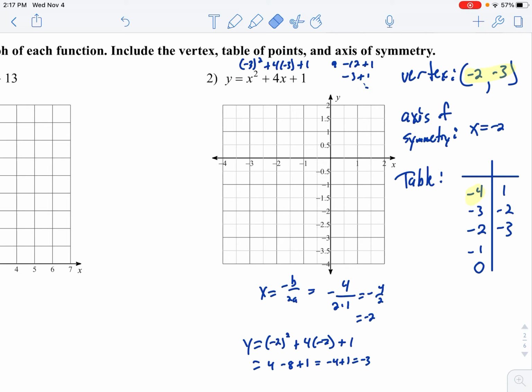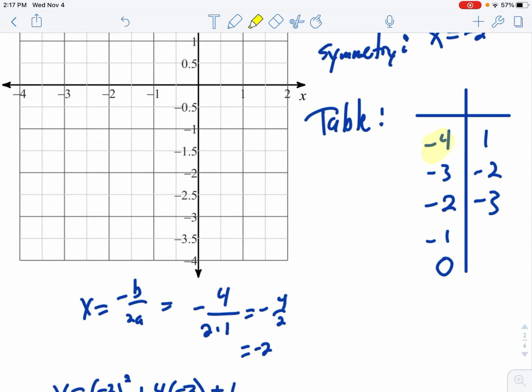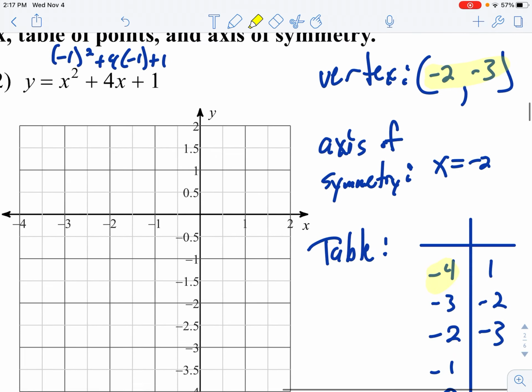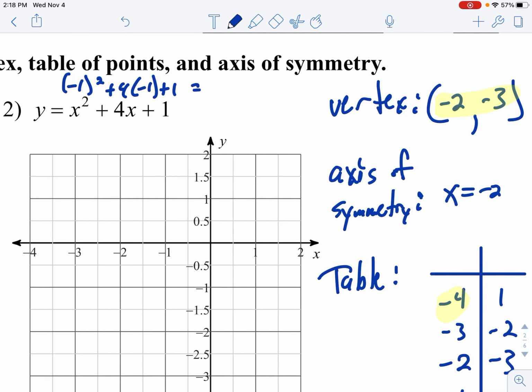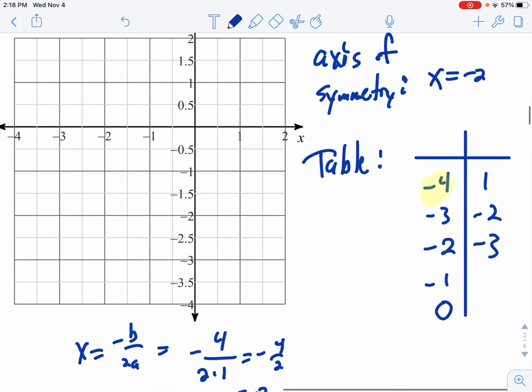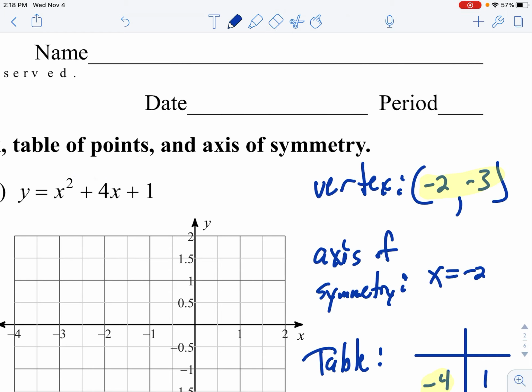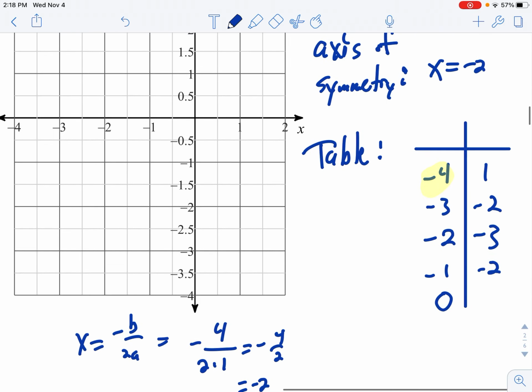Now I'll go back and change this to negative 1. If you're confused about where I'm getting the numbers, I'm just plugging in these x values and finding the y values that go with them. Okay, so negative 1 squared is 1. 4 times negative 1 is minus 4 plus 1. 1 minus 4 is negative 3 plus 1, which is negative 2. And then plug in 0. At least 0 is an easy number to work with. 0 squared plus 4 times 0 plus 1. That's 0 plus 0 plus 1, which is 1.